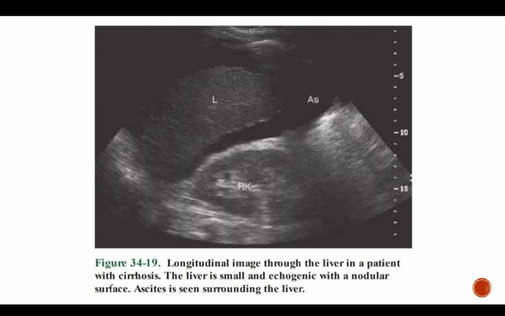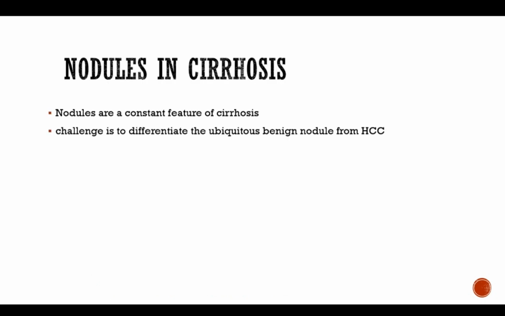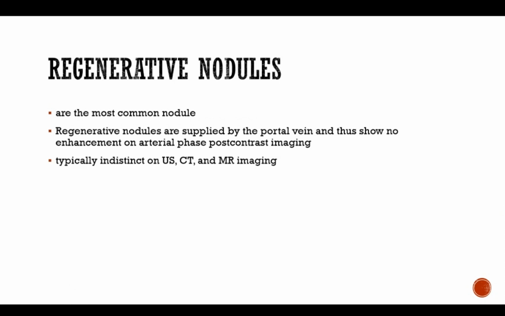On ultrasound, same features: ascites, and a shrunken liver with nodularity of the surface. Now, nodules in cirrhosis. As I said, in cirrhosis, the architecture of the liver is disrupted. There will be fibrosis with nodule formation. So we have two types of nodules, and they're extremely difficult to diagnose because they overlap the appearance of malignancy, metastasis, and so on.